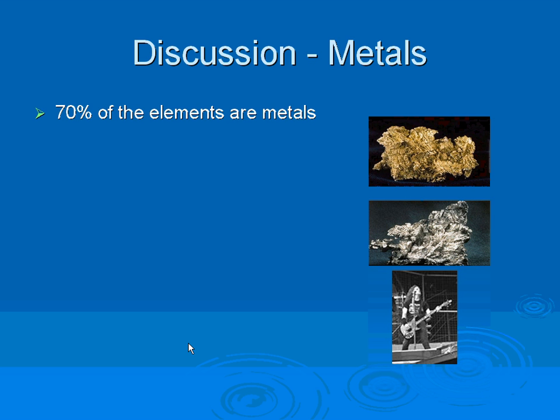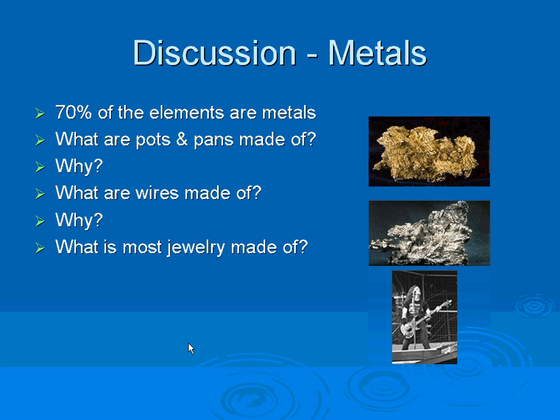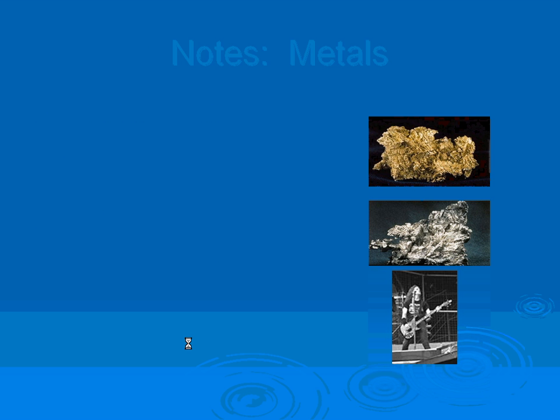70% of the elements are metals. Okay, what are pots and pans made of? They're made of metals. Why? Because they're good conductors of heat and electricity. Why are wires made of metal? Because one, they're ductile. You can draw metal into wires, and you can conduct electricity across them. Jewelry. Why is jewelry made of metal? Because it's very lustrous. It's very shiny.